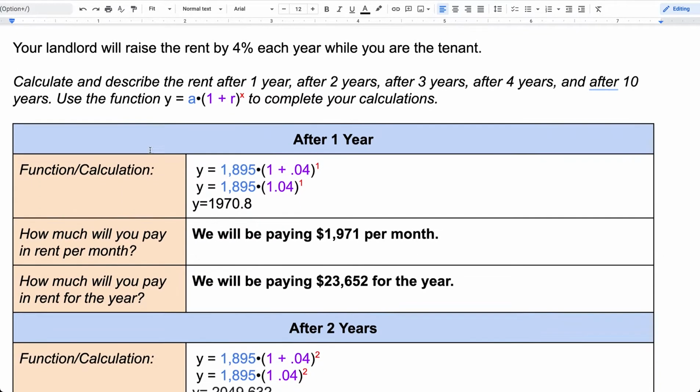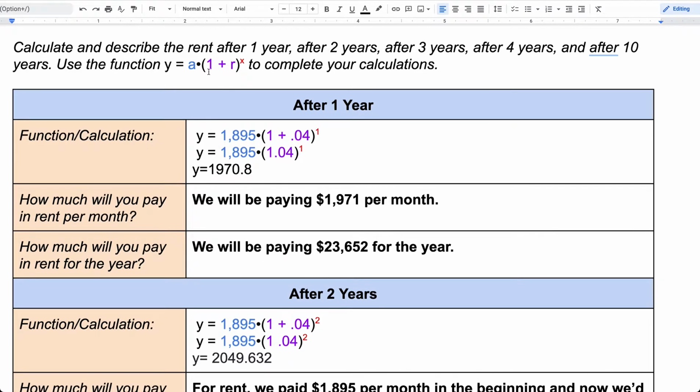Now, you're ready to use your exponential functions equation that I've given you. Here we're using this one here. Y is equal to A, which represents the initial amount or the initial rent the first year around, times 1 plus R, where R is the percentage, the rate percentage, and then to the power of X, where X is the number of years that you've been renting.